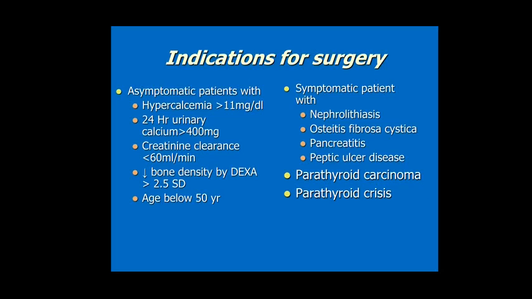The indications for surgery. In the asymptomatic patient, the serum calcium is more than 11 milligram per deciliter. If the 24-hour urinary calcium is more than 400 milligrams, the creatinine clearance is less than 60 ml per minute, or if the bone density decreases by more than 2.5 standard deviations, or if the age is below 50 years. They are all indications for surgery.